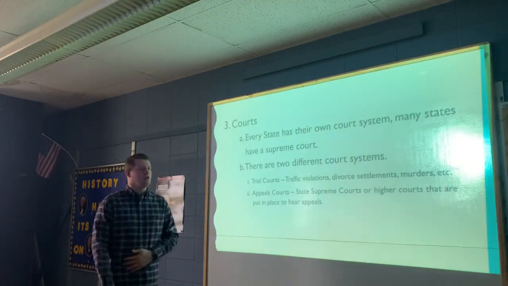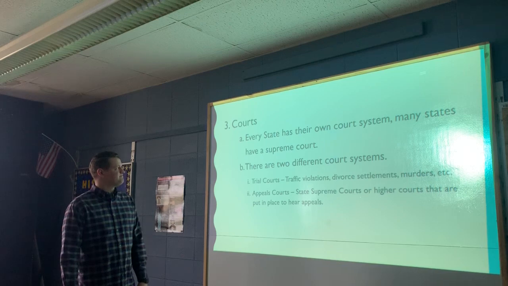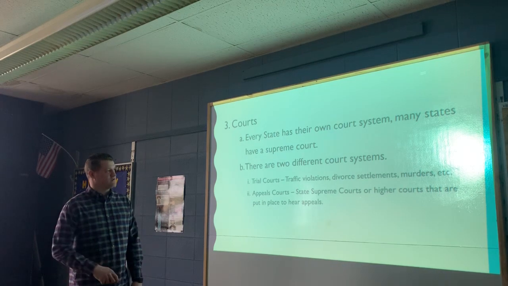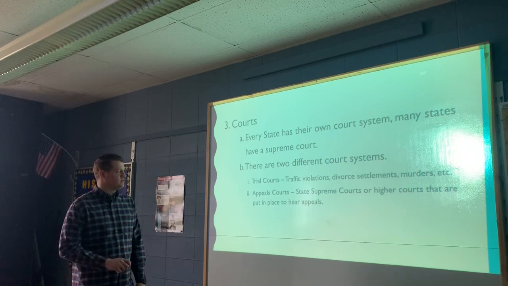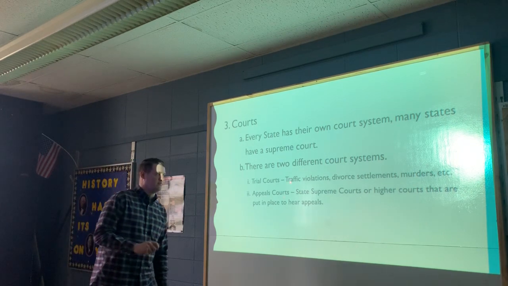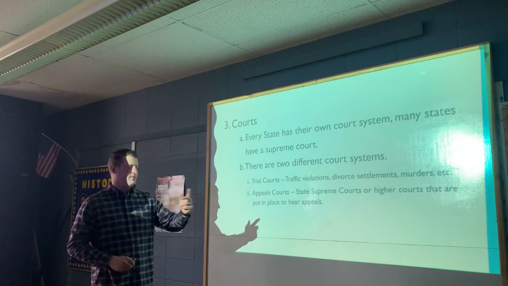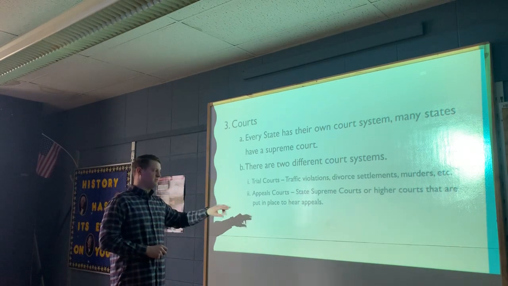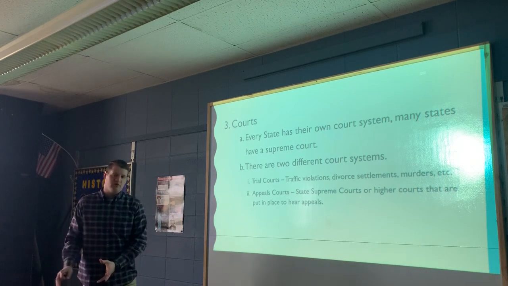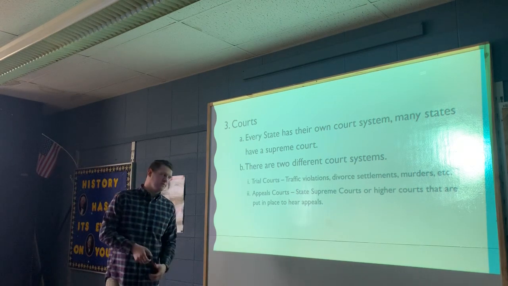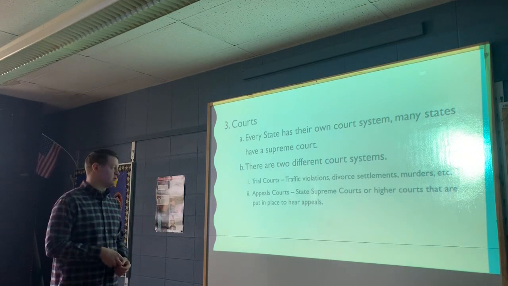So let's review over the notes. Court system, the judicial branch of the government for the state. Every state has their own court system. Many states have a Supreme Court. There are 2 different types of court systems. The trial courts for all your basic stuff that you would see, traffic, divorce, murders, crime, anything like that. The appeals courts or the appellate court, that's where the state Supreme Court would fall under. They're a higher court, and they would hear different appeals as long as they make a certain standard or fall under a certain category.